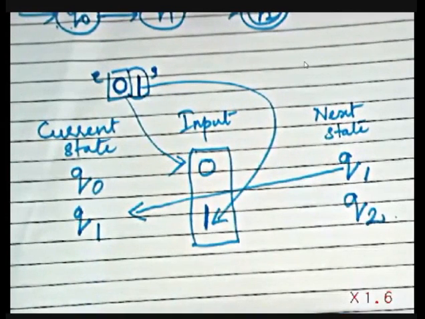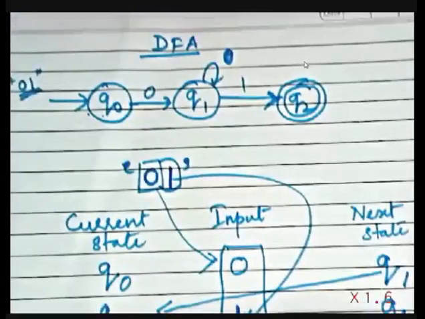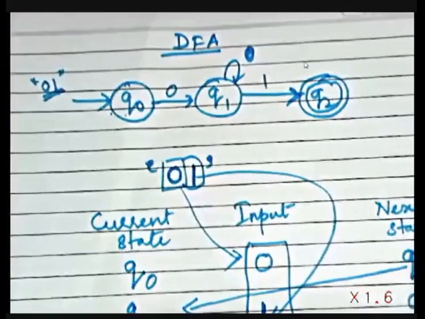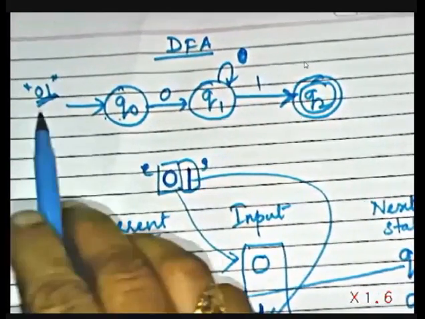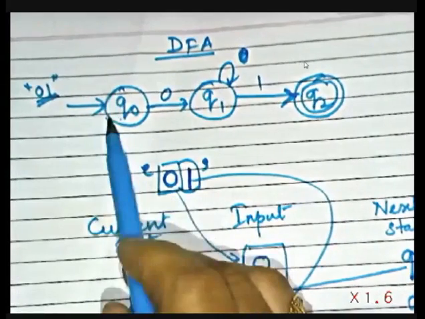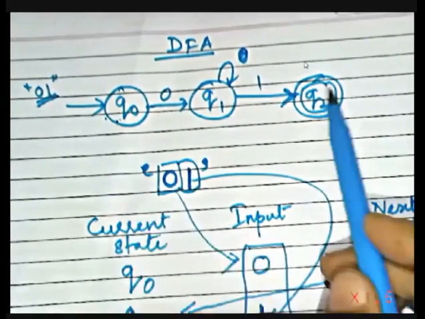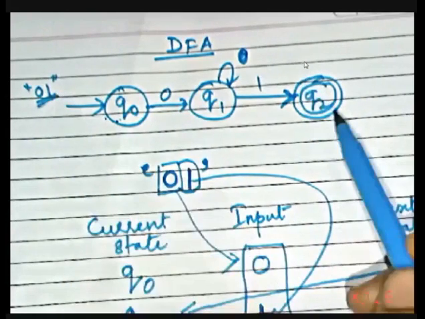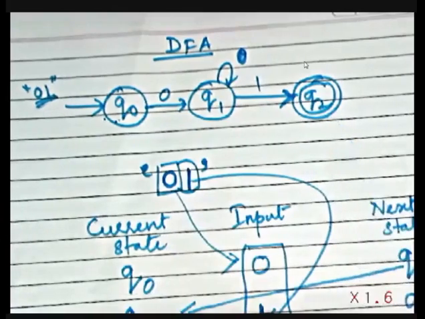Is it clear? So how to check whether the given input is acceptable to the given finite automata or not? If you give input and from the initial state you reach the final state reading all the symbols in the given string, then it is acceptable.